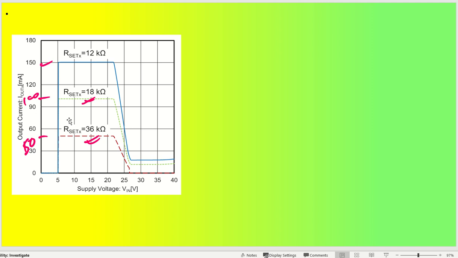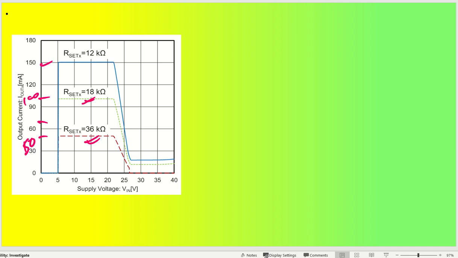Using this graph you can see and set your values. Otherwise there is a formula for other values. If you want to set it, you can use that formula, and with that the R set values will be calculated. However, this is more than enough. I myself have used, I think, 24 kilo ohm for 75 milliamperes of current. Hope you have a good understanding till now.